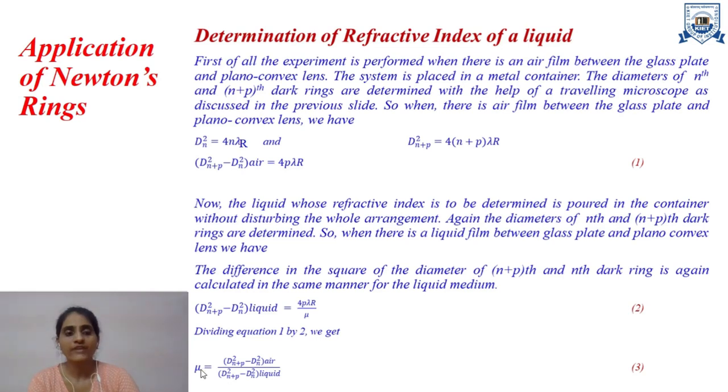So I will get the refractive index of the unknown liquid, that is Dn+p squared minus Dn squared of air divided by Dn+p squared minus Dn squared of liquid. So if the refractive index of the liquid is high, then the diameters of the rings obtained will be contracted. So these are the two applications of the Newton's ring experiment. Thank you.